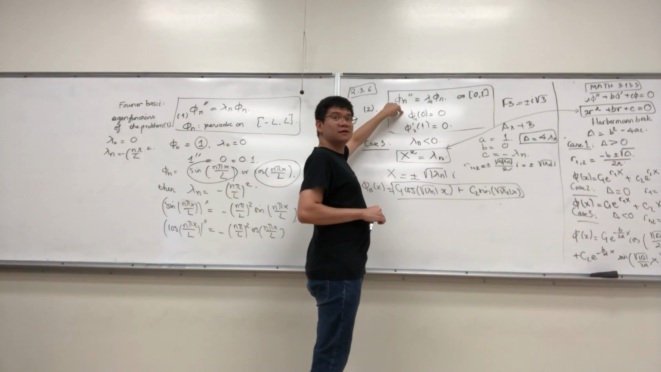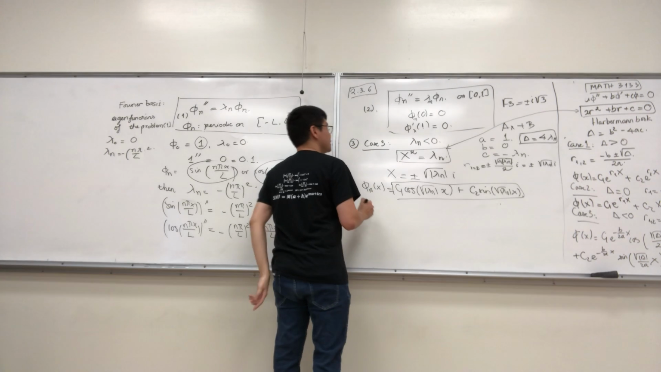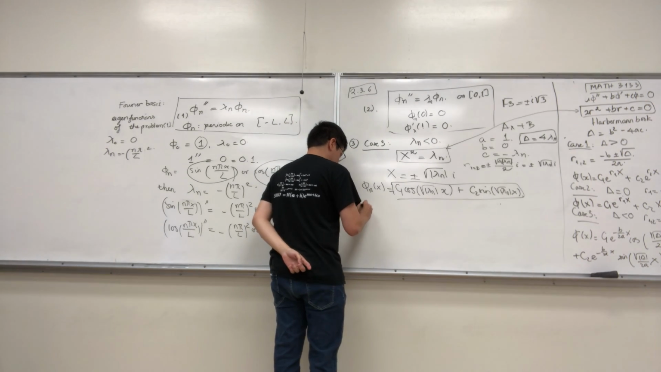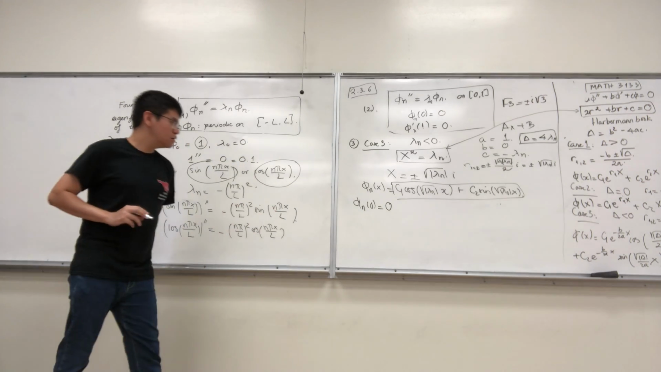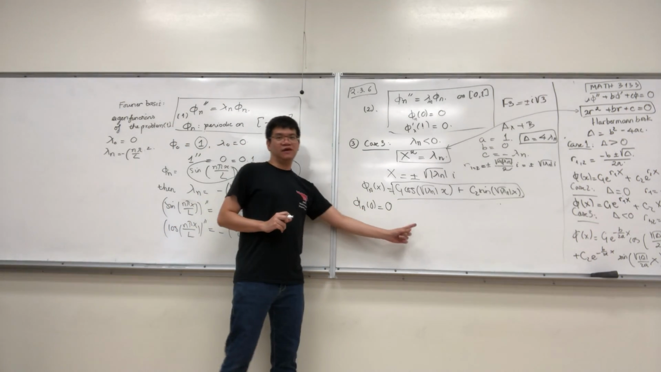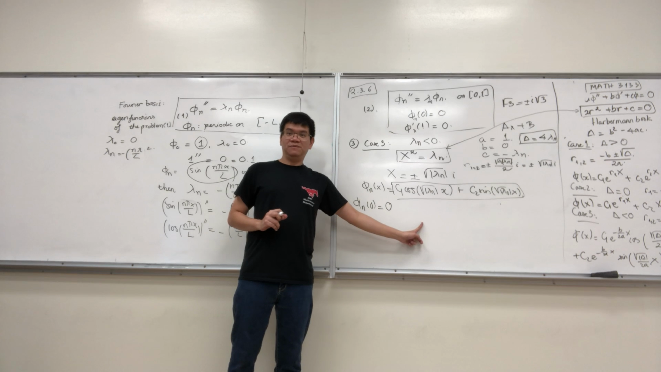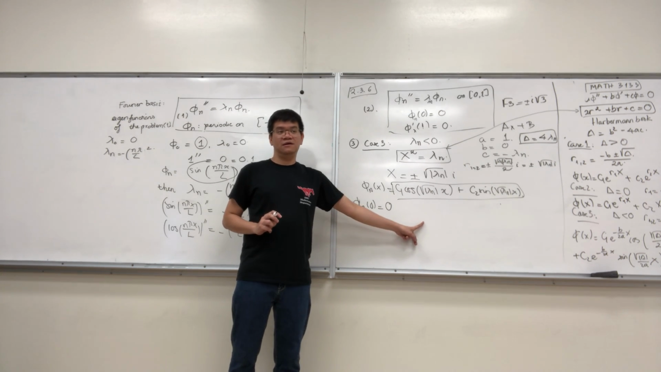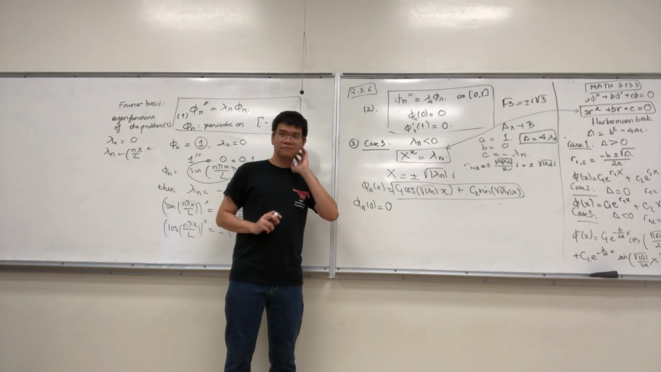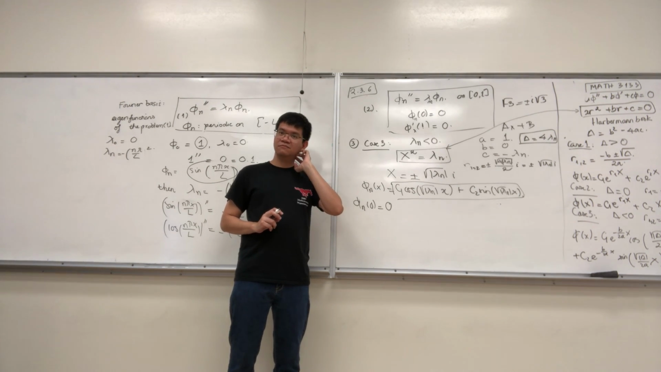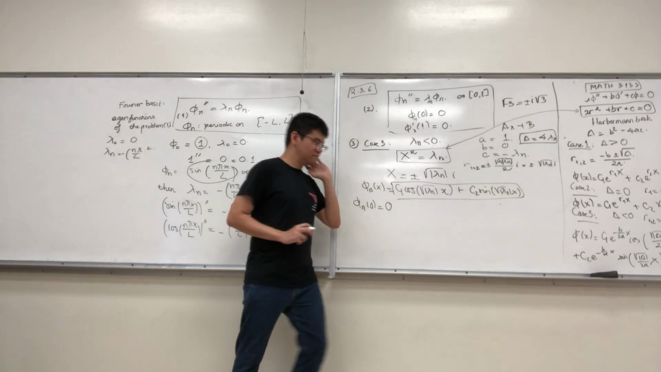So I'm going to plug in the boundary condition, right? So I have phi n of 0 is 0, right? So when I plug phi n of 0 is 0, what happens? Yes, sine goes to 0, and you're left with C1 equals 0 because of cosine.